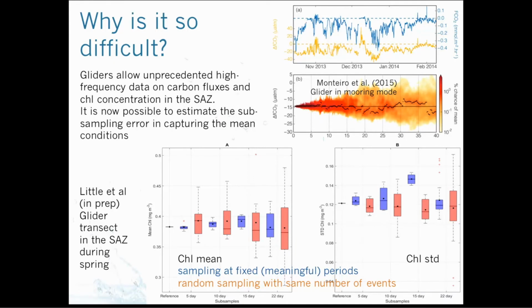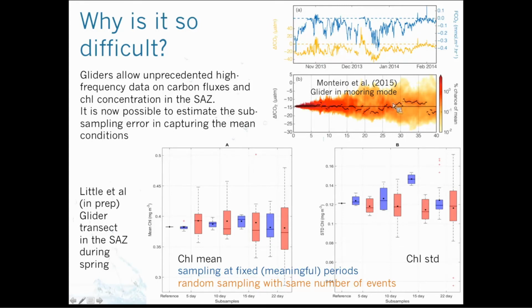The use of gliders, of platforms that allow us to sample at a very high frequency without the necessity of being there and transmit us this information, actually allowed us to start estimating what kind of errors we make when we infer climatological information from few data. In particular, Monteiro et al. focused on the CO2 fluxes, and they found that if you want to reconstruct the longer term mean, you have to sample at a scale smaller than 5 days. The longer the sampling period, the lower the chance of capturing the mean.